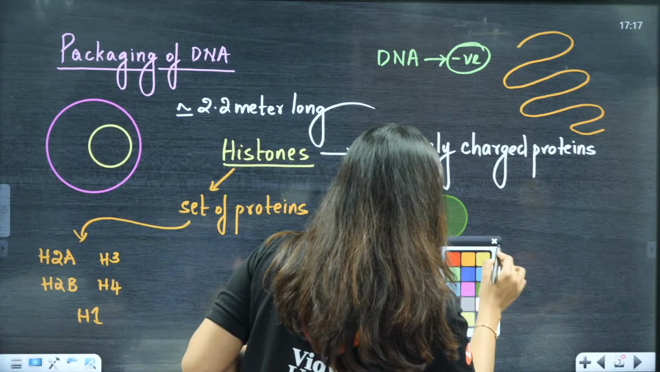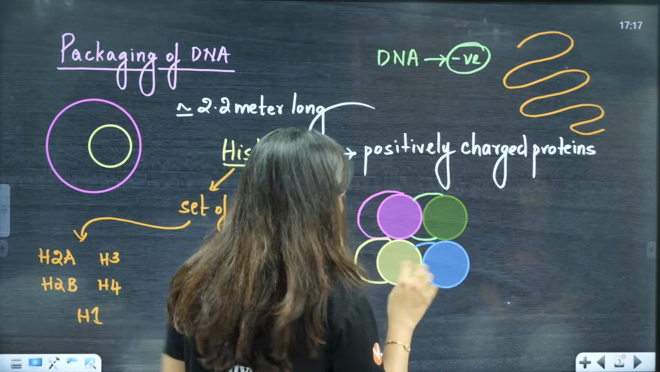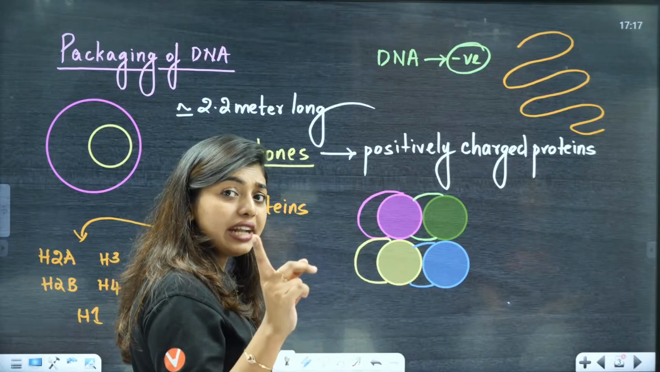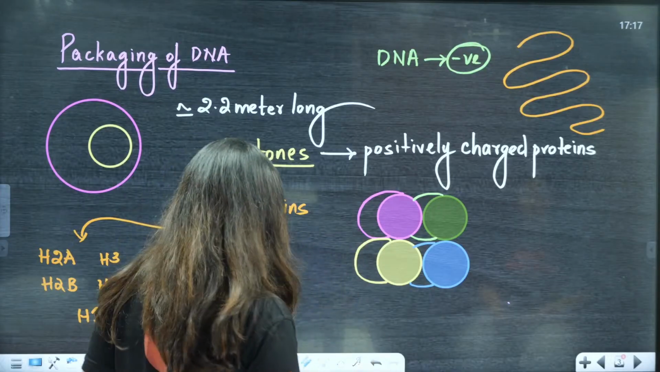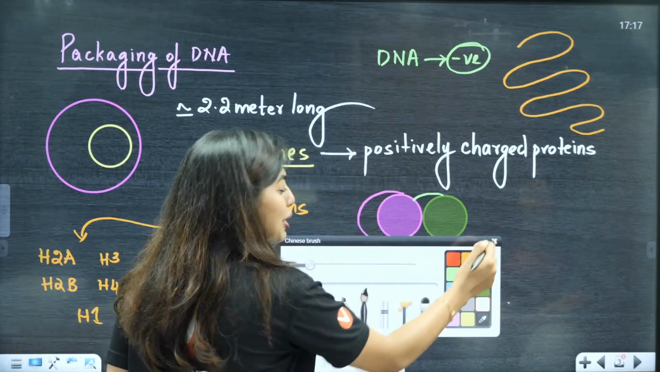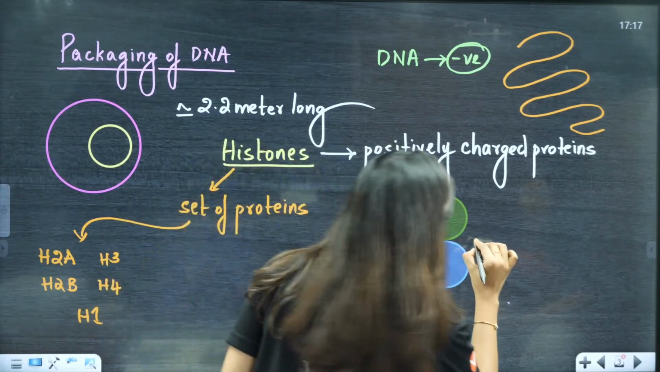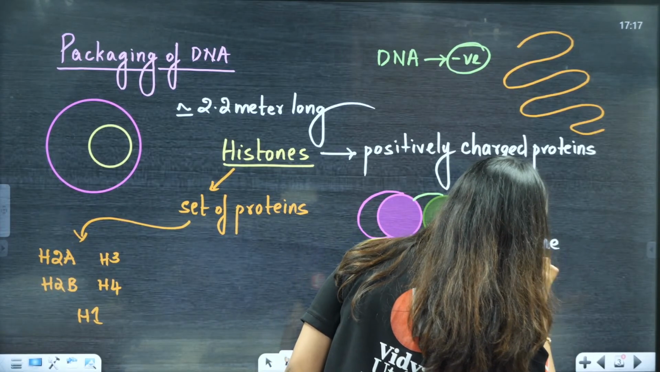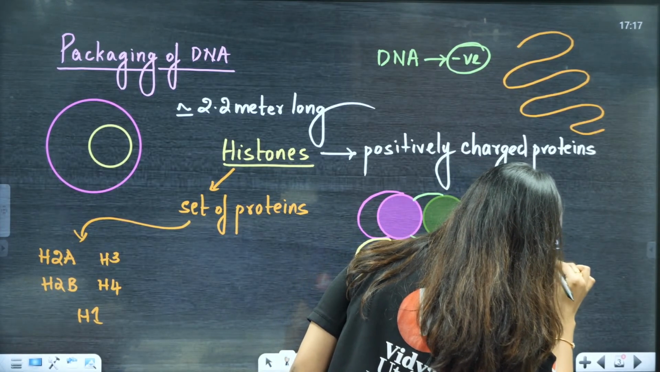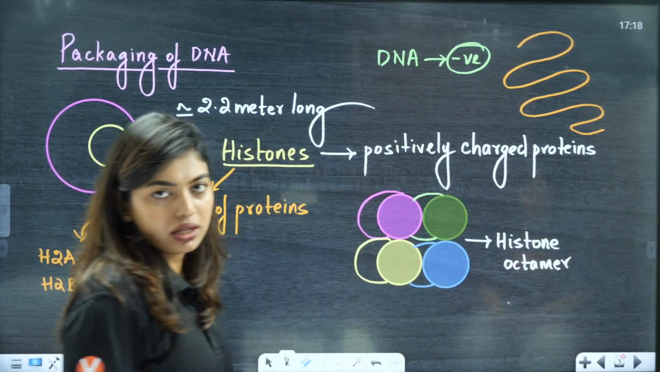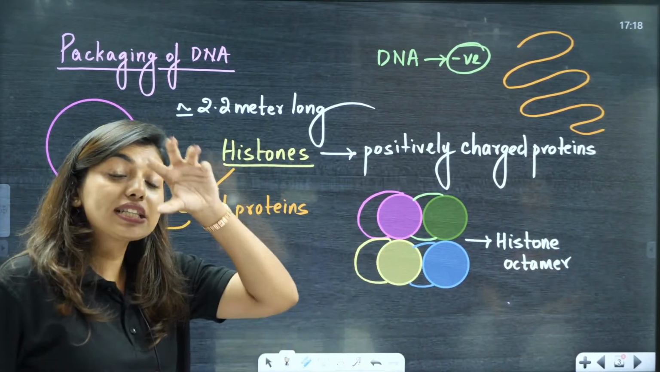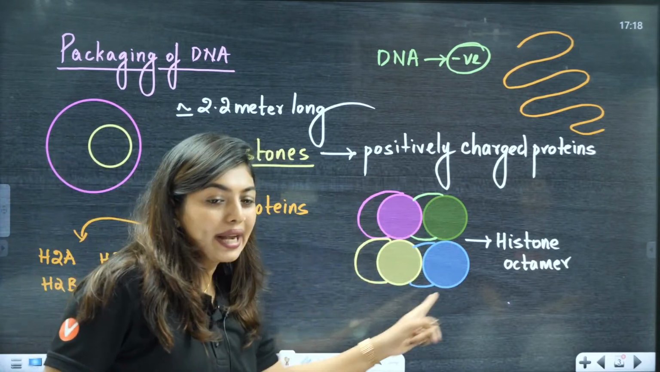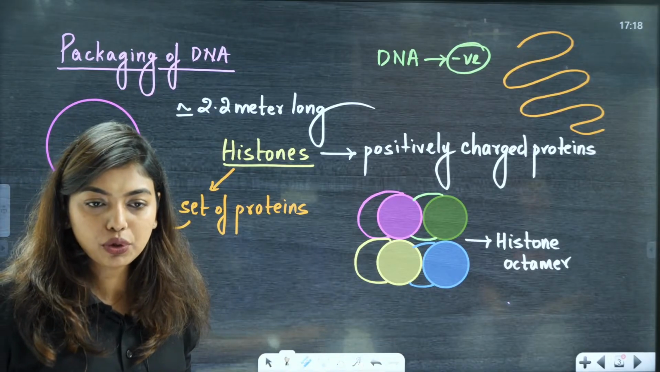Right now, what is going to happen? Students, count. 1, 2, 3, 4, 5, 6, 7, 8. So 8 means, can I use the word octa? So it is going to be octa. So this is going to be called a histone octamer. What is it going to be called? A histone octamer. So now these histone octamers are going to help in the winding of the DNA. Clear to all of you?